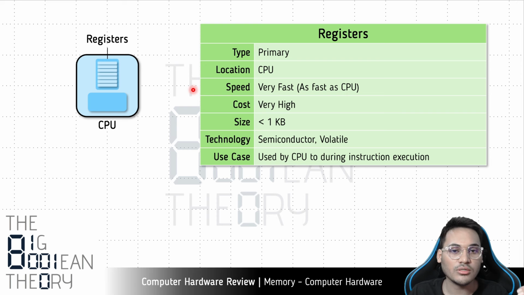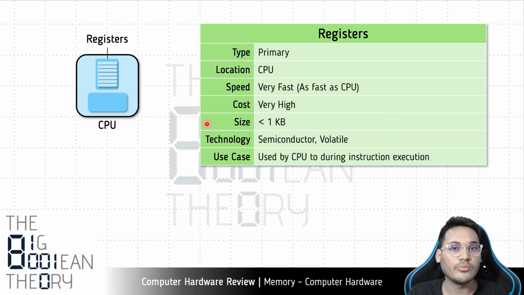Now let's come to the cost. Again, since they are at the top, they are the costliest form of memory. In order to support such speeds, very sophisticated technologies are used to manufacture these registers. Hence the cost of registers per byte is very high. Then let's talk about the size. Again, since it's at the top, it's the least amount of memory that you can find in the entire computer system. Registers are used in very small amounts. They are very costly.